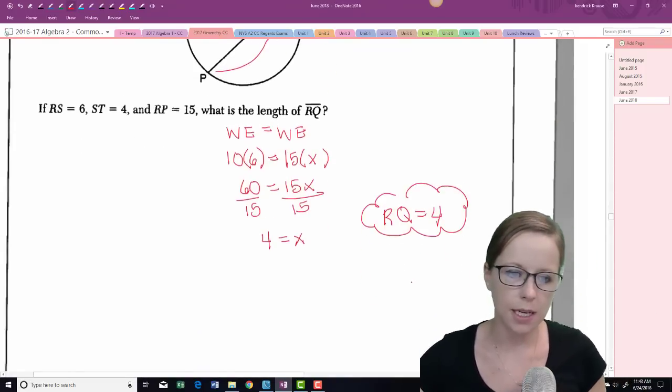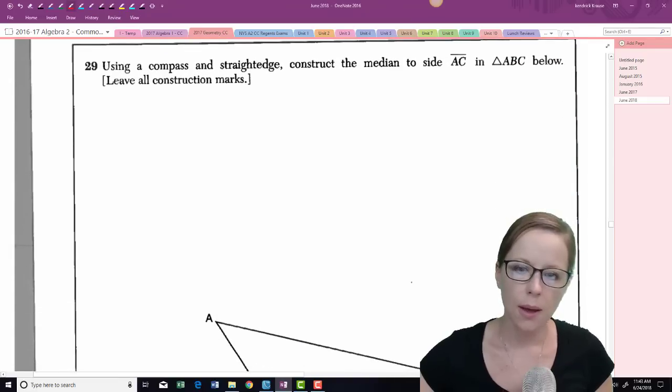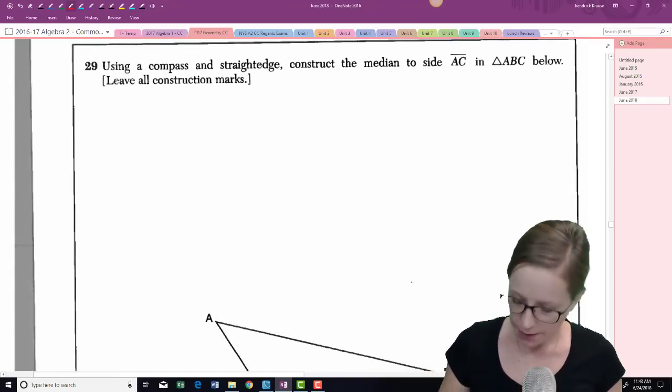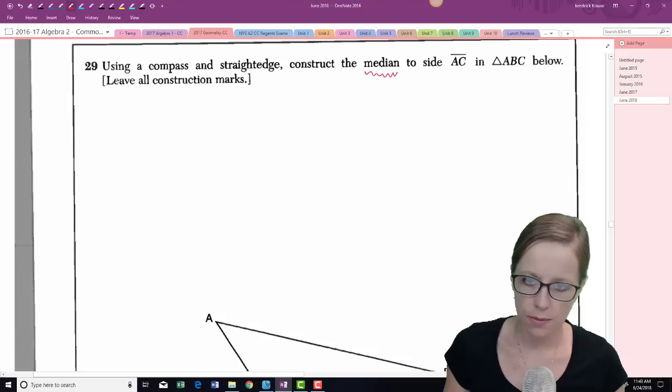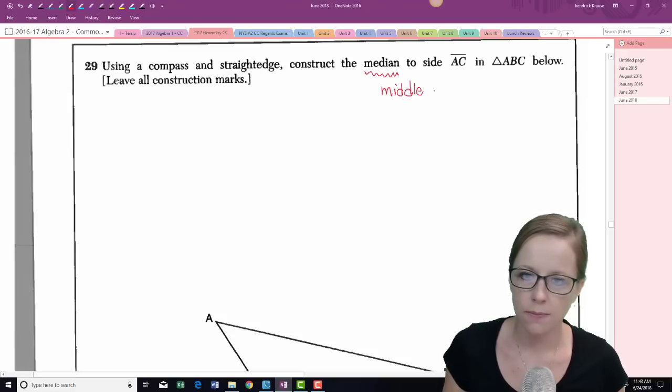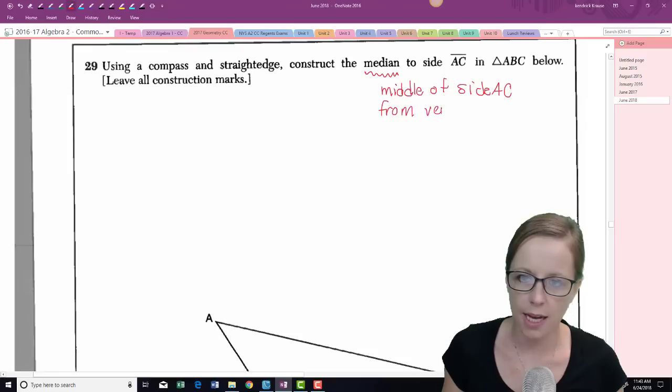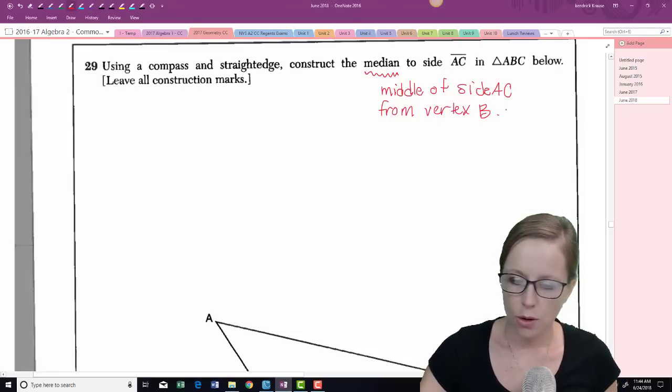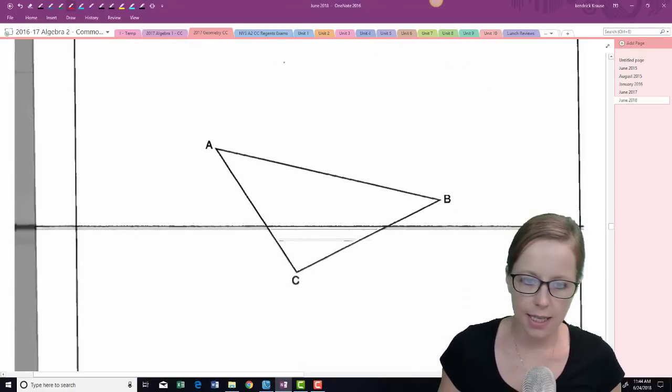All right, 29 is a construction. So median. The definition of a median is that it's going to be the middle of side AC from vertex B. So the middle of side AC, so here to here, from B. So it's going to go through this triangle.